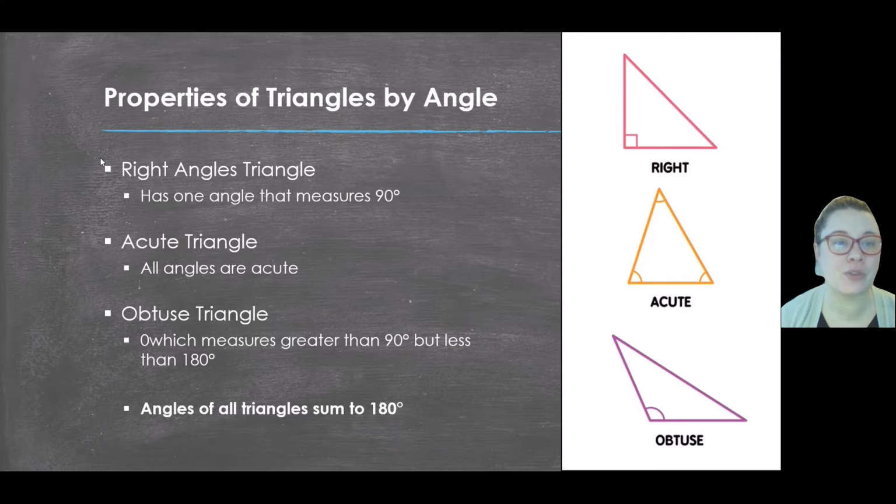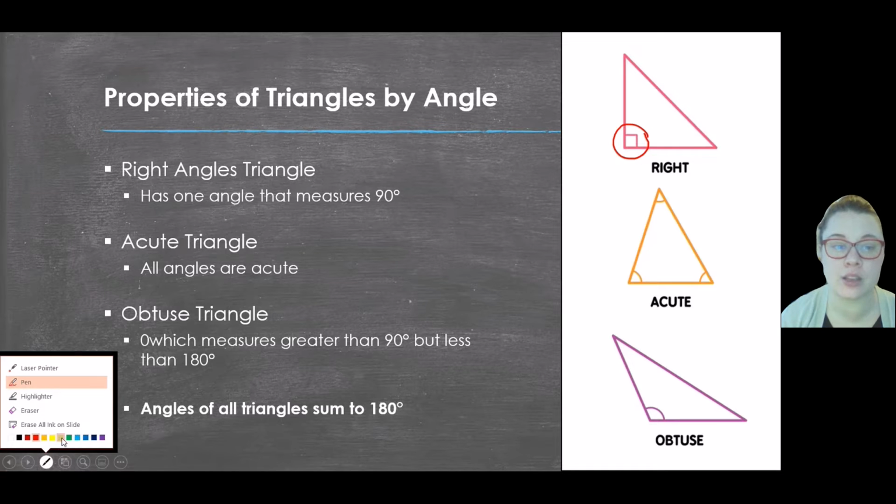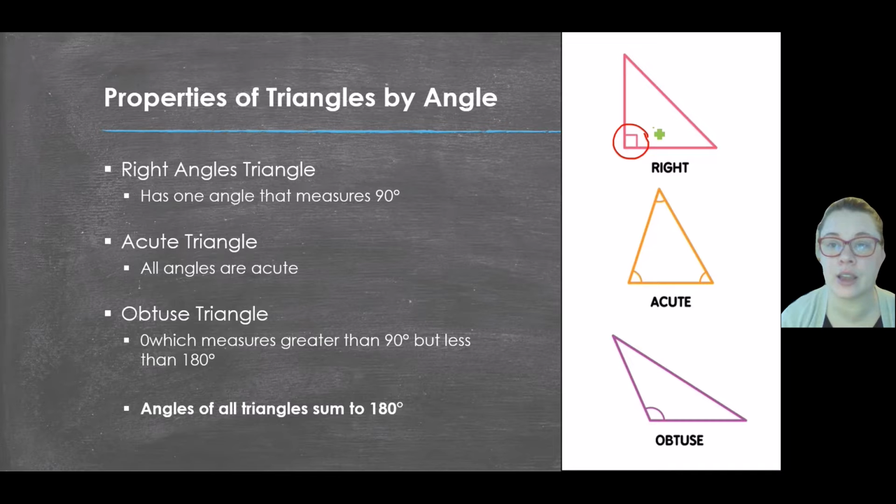So first of all, a right angle triangle has one angle that measures 90 degrees. And one of the ways that we are able to mark a 90-degree triangle is we put this little square here in the corner. And that little square in the corner means that you have a 90-degree angle. So I no longer have to write 90 degrees. So long as I put that in, that shows us that your angle is 90. Okay, so that's what that means.